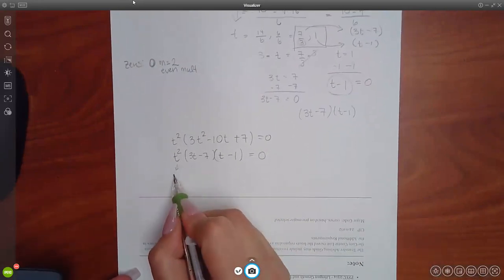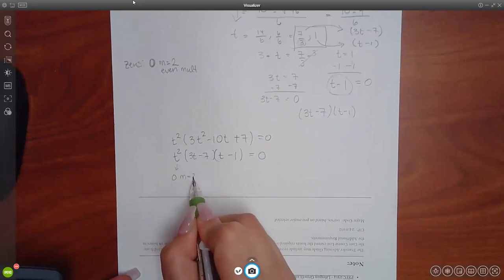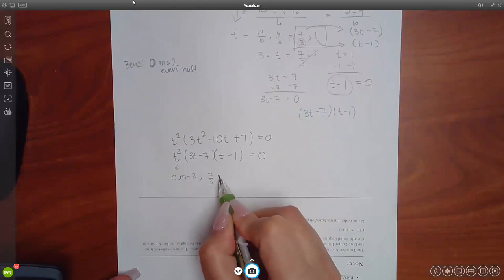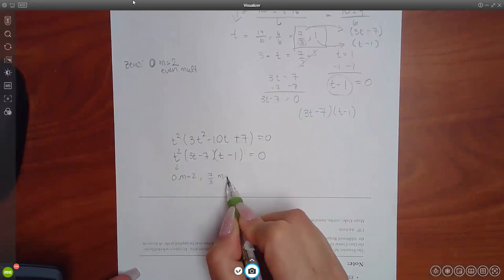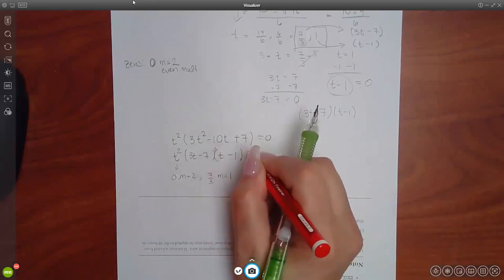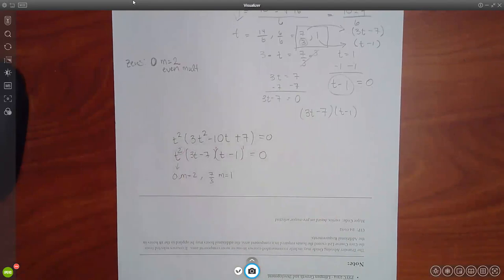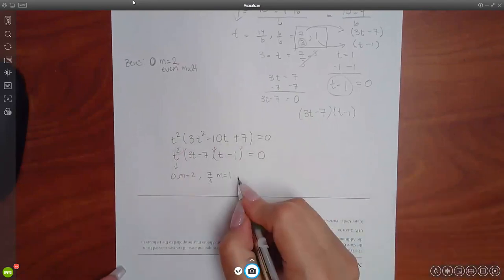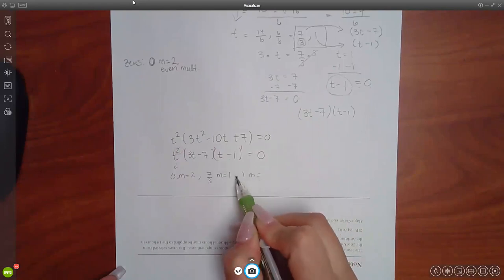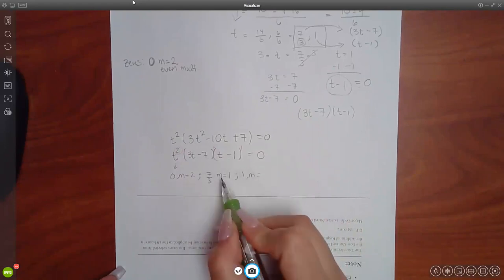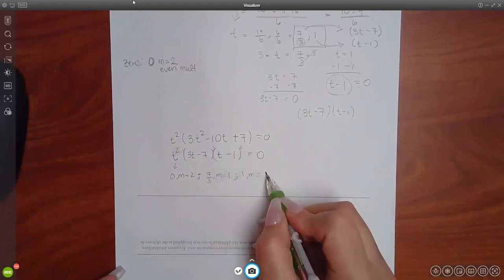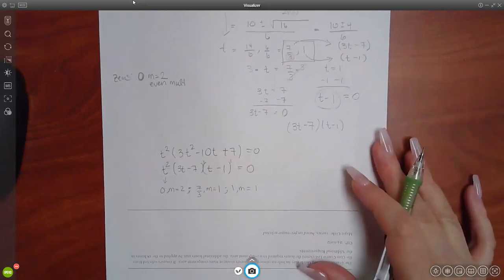If I set this guy equal to 0, you get 0 with a multiplicity of 2. If I set this one equal to 0, you're going to get positive 7/3 with multiplicity of what? 1. There's an invisible 1 here and here. This is this guy's multiplicity. If I set this guy equal to 0, I get positive 1 with multiplicity of what? The red 1, right?